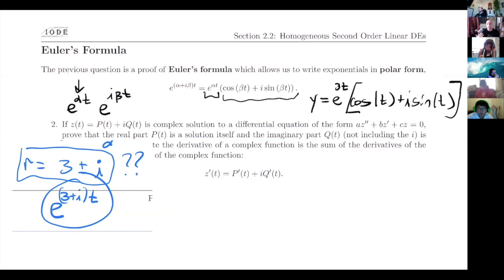So at this point, we could say that this exponential that I found over here, we can write it as e to the 3t times cosine t plus i sine of t. And that should be a solution to the differential equation. And in fact, it is a solution to the differential equation. The problem is we want to find real solutions. And what I've found here is a complex solution. Okay, are there any questions?